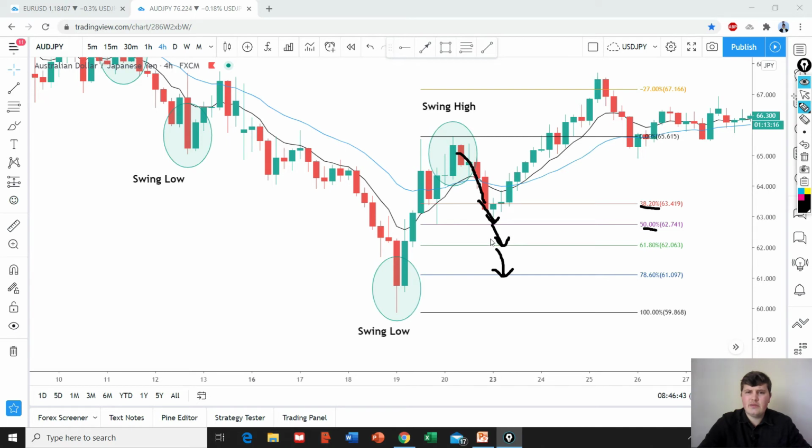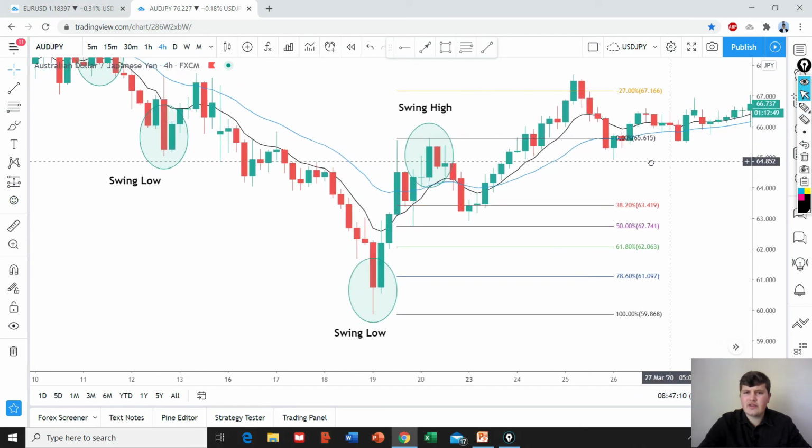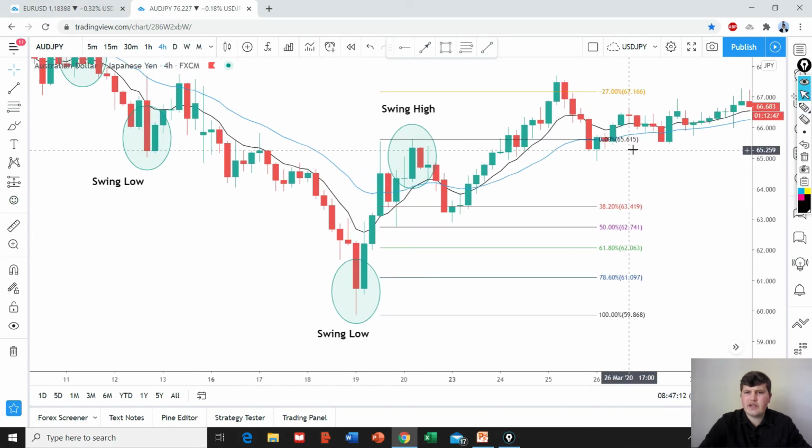And it only becomes invalid when it reaches this 100% move or the 100% level. So then the trade becomes invalid. But anywhere before this 100% level, it's a good place to enter a long or a short setup depending on the specific trend. So that sums up Fibonacci levels in the Forex trading markets.